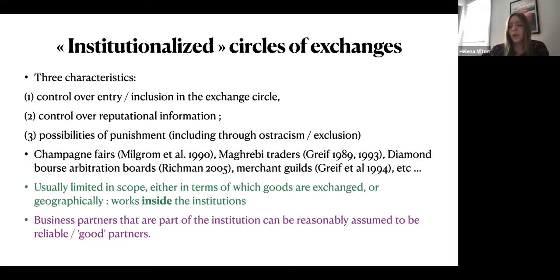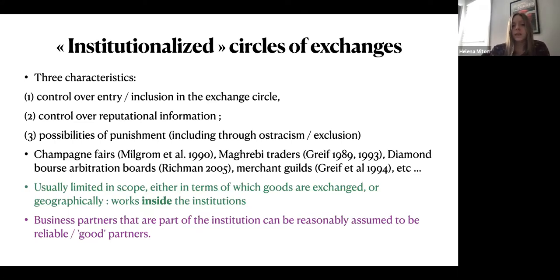And the last form of one-to-one trust at group size is what I call institutionalized circles of exchange. Those are the institutions that have been given a lot of weight in economic history. I think what is really distinctive of them is they have three main characteristics. The first one is they have control over entry and inclusion in the exchange circle, and over who can exchange with whom. They also have control over reputational information of people in the circle, and they have possibilities for punishment, although it occurs mostly through ostracism or exclusion. That's the case for Champagne fairs, Maghrebi traders, diamond bourse arbitration boards, merchant guilds, and so on.